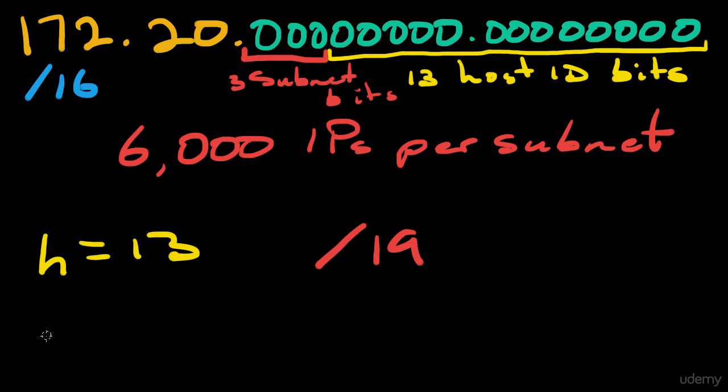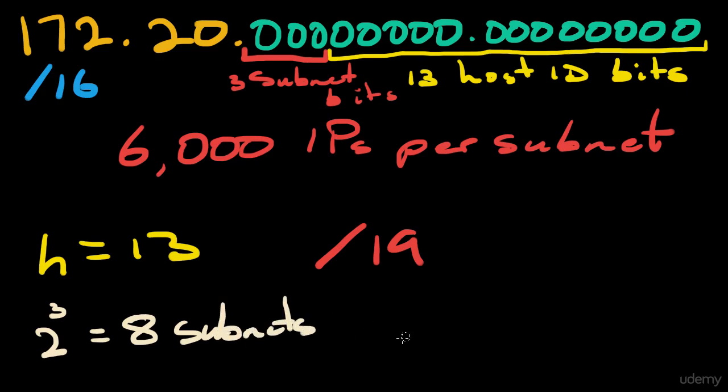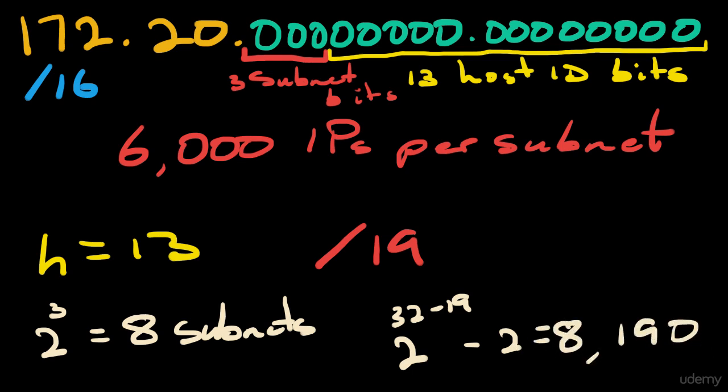We will therefore get 2 to the power of 3 subnets. 2 to the power of 3 is 8 subnets. And 2 to the power of 32 minus 19, which is 13, minus 2 will give us 8,190 IP addresses.